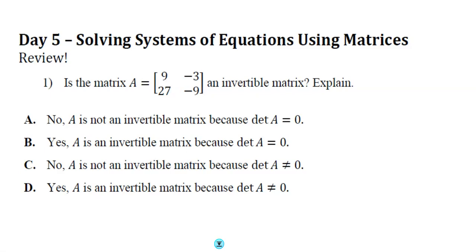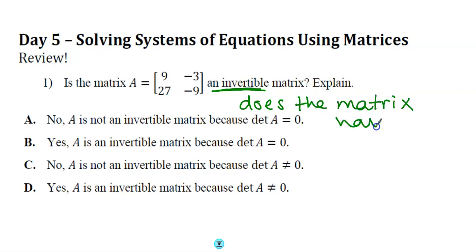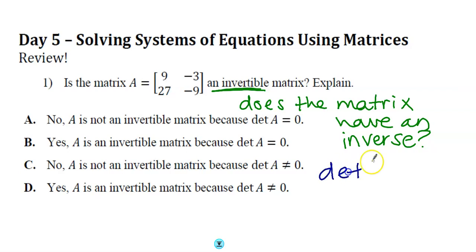So let's get going. What does it mean to be invertible? That means, does it have an inverse? Does it have an inverse to speak of? So that's what we're talking about. If it is invertible, that means the determinant of A does not equal 0.